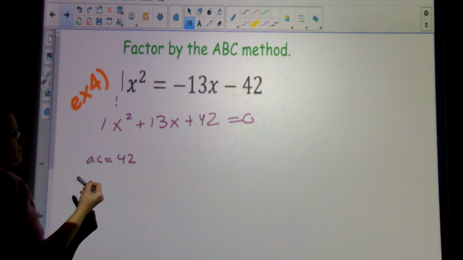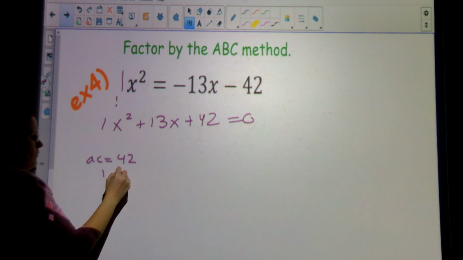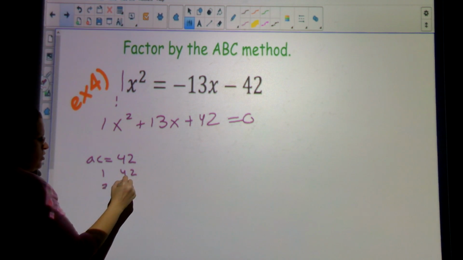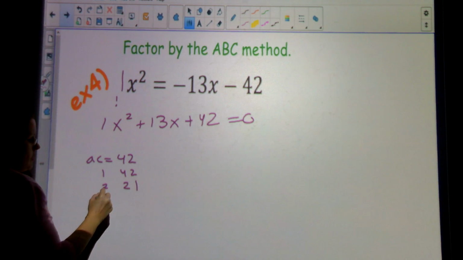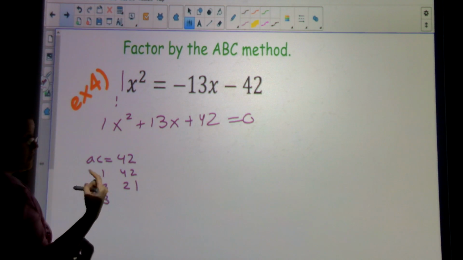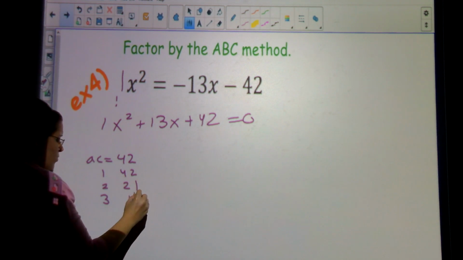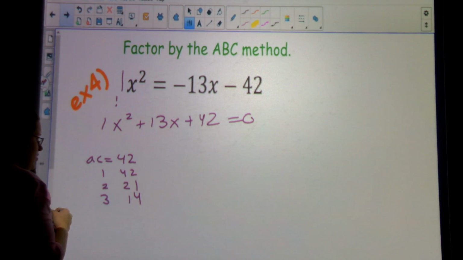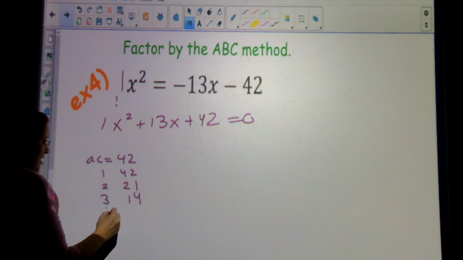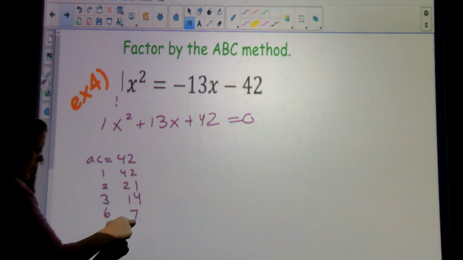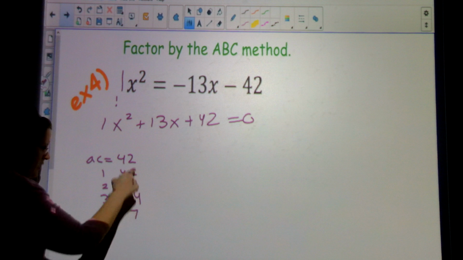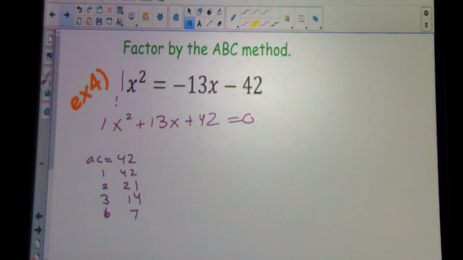Well, what numbers multiply to be 42? 1 and 42, 2 and 21, 3 goes into it. You do have a calculator, by the way, because some of these numbers may get big. I'm not sure. Go ahead, 1, 14. 4 doesn't go into it. 5 doesn't. 6 and 7. And by the way, once you get back here, see how after 6 the next number would be 7? You've listed all the pairs.